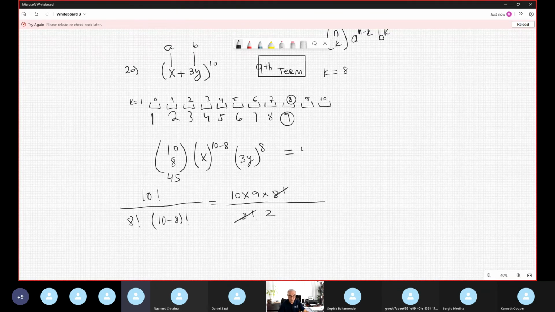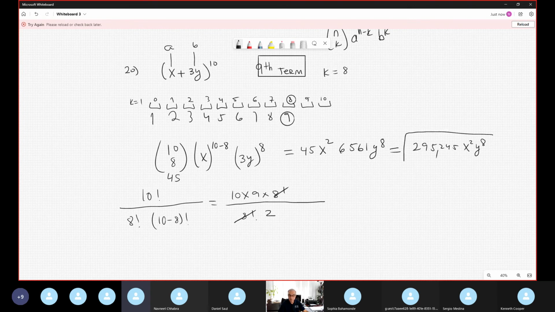And so far we have 45 x to the second power, 10 minus 8 is second power. And 3 to the 8 power, you put in a calculator, is 6,561 y to the 8 power. And when you multiply each other, the answer is 295,245 x to the second power, y to the 8. Cool. So we finish.